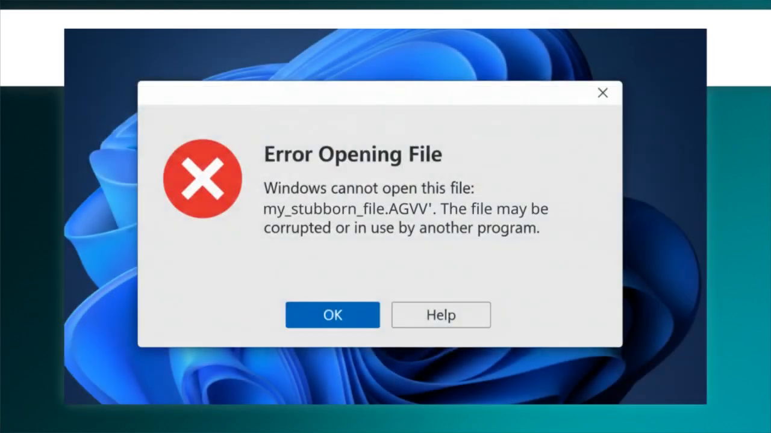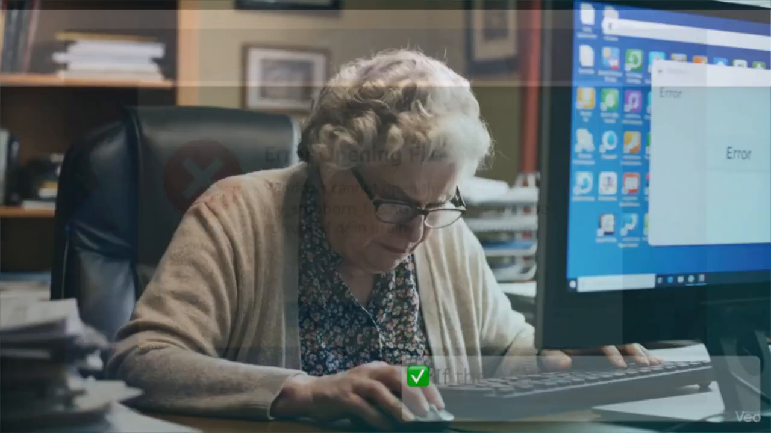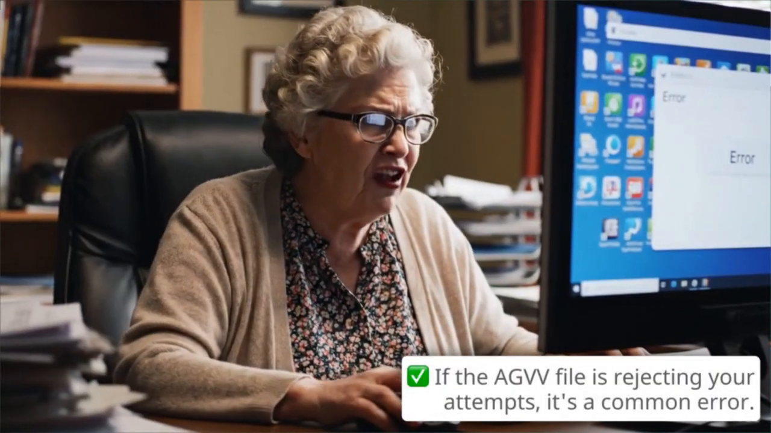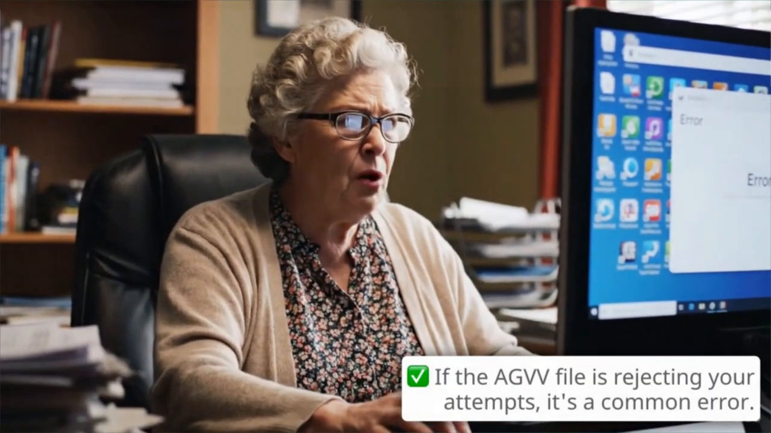When an AGVV file fails to open, it is usually for a basic reason. You're dealing with a stubborn file. Let's test the following common failure points to see where the problem is originating.